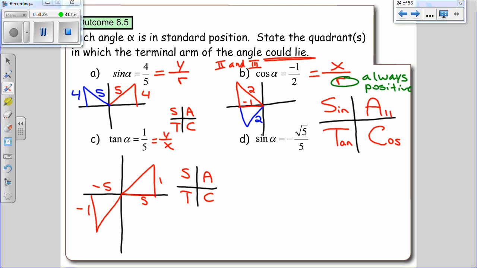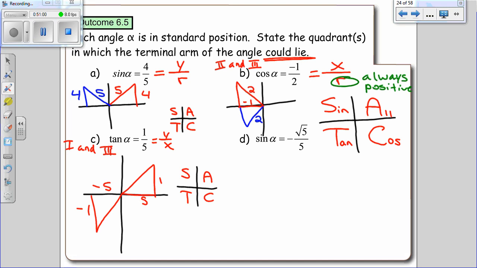Every triangle can be built in 2 quadrants. That's probably your go-to bonus. Every triangle can go in 2 quadrants unless it's otherwise stated. Try number 4 on your own. Try to write down the quadrants and show why. Try to actually draw them.